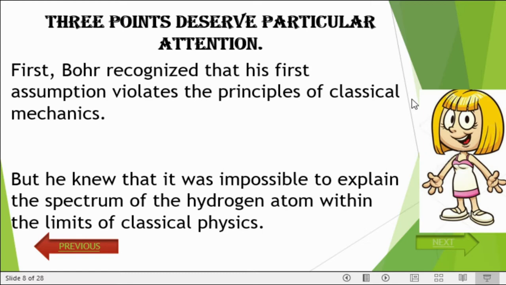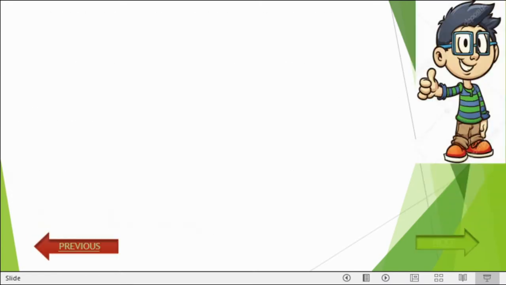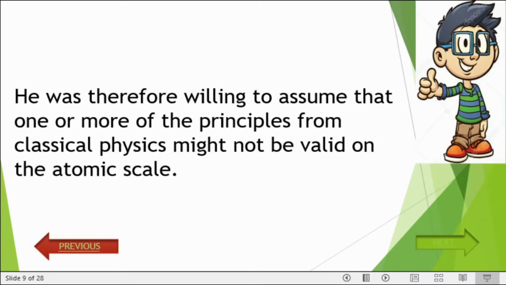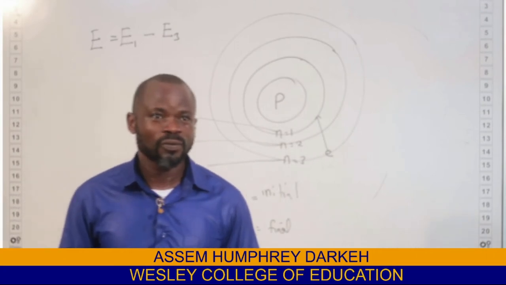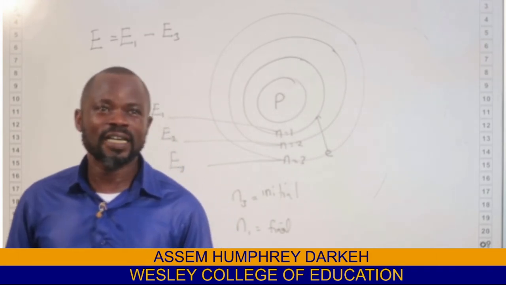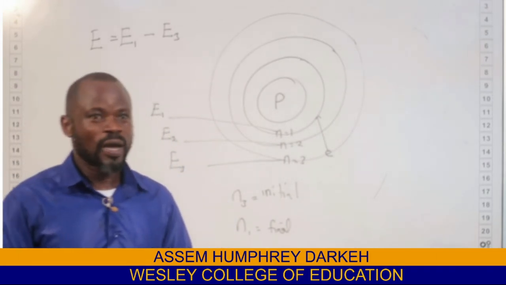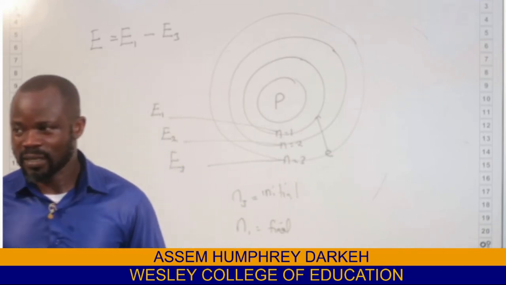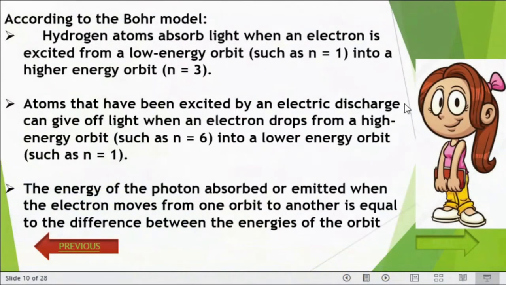And so this was one of the things that caught the eye of most scientists around the time. He was therefore willing to assume that one or more of the principles from classical physics might not be valid on the atomic scale. And so, according to Bohr, hydrogen atoms absorb light when an electron is excited from a low energy into a higher energy orbit. That's maybe from N1 to N3 or N1 to N4 or whatever.